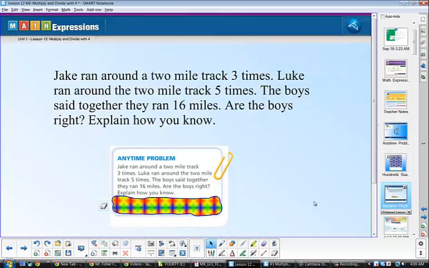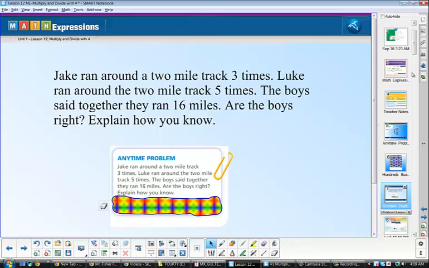Here's our first problem. I want you to write this one in your notebook. Pause it. Jake ran around a 2-mile track 3 times. Luke ran around the 2-mile track 5 times. The boys said together they ran 16 miles. Are the boys right? Explain. Now, in class, we will go ahead and erase this to see if you have the right answer. So, problem number 1 is this problem.